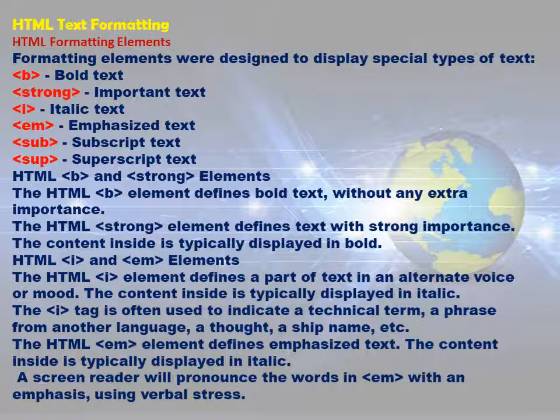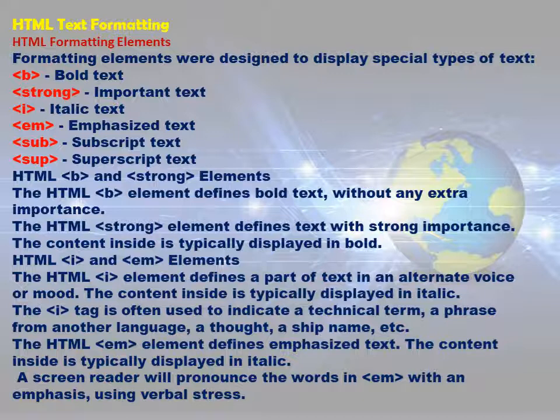If you want to display some text as important in that particular paragraph or line, that time we can use a strong tag. Then I tag, that is the italic text. If you want to display the style of the text as italic, that time we can use the I tag. Then EM tag, that is emphasized text. So this is somewhat like the italic. Sub, that is subscript text, and sup, that is superscript text.